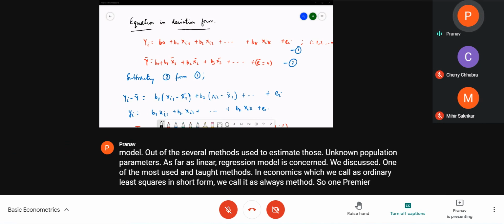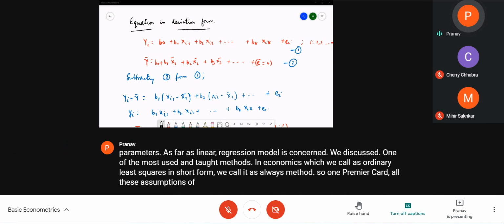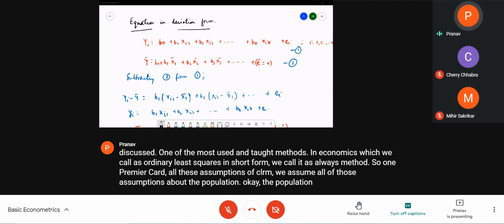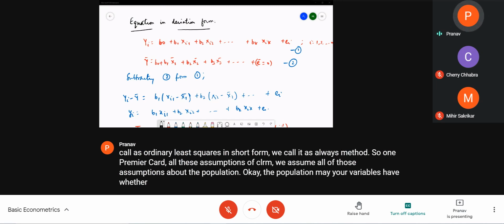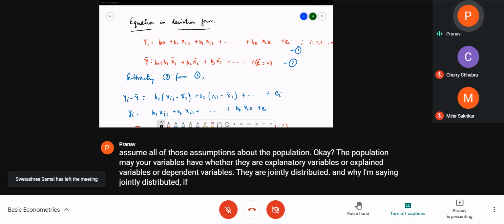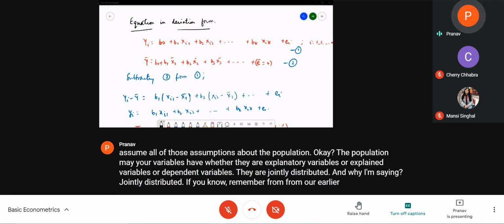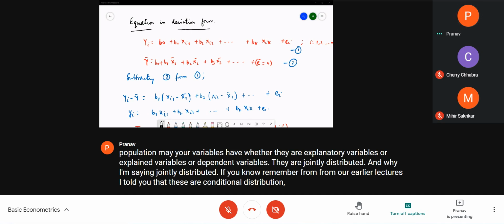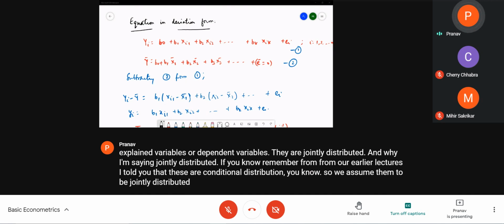All these assumptions of CLRM, we assume all of those assumptions about the population. You know कि जो population में जो variables हैं, whether they are explanatory variables or explained variables or dependent variables, they are jointly distributed. And why I'm saying jointly distributed, if you remember from our earlier lectures, I told you that these are conditional distributions. So we assume them to be jointly distributed, and that too in a linear relationship.